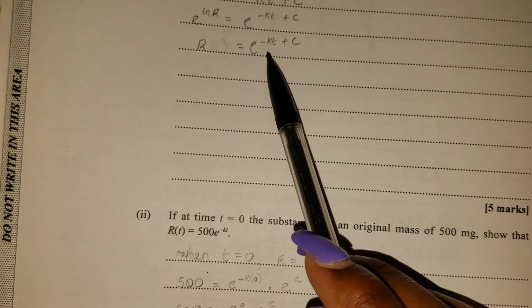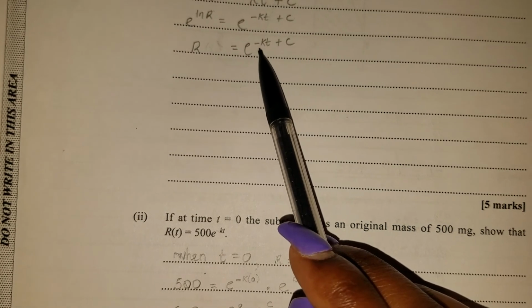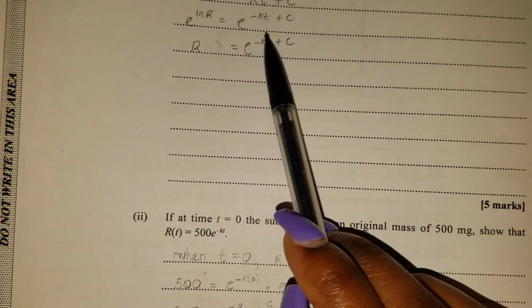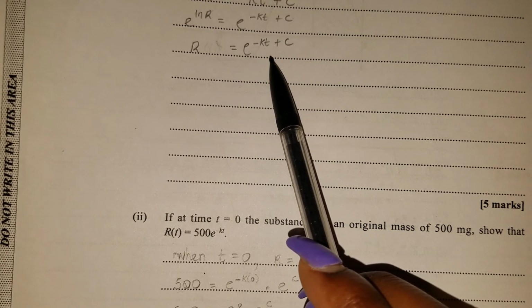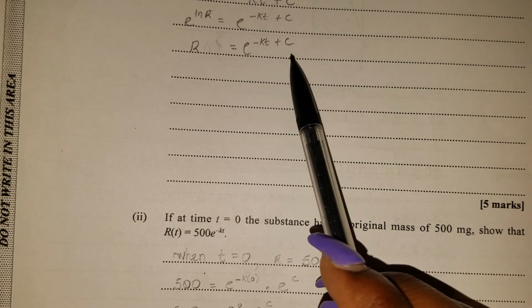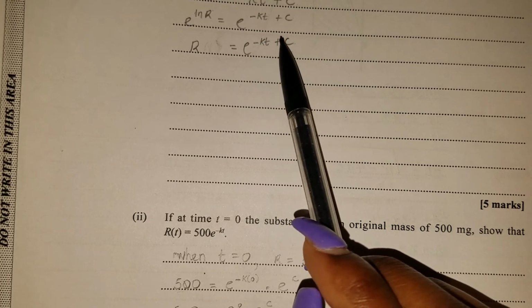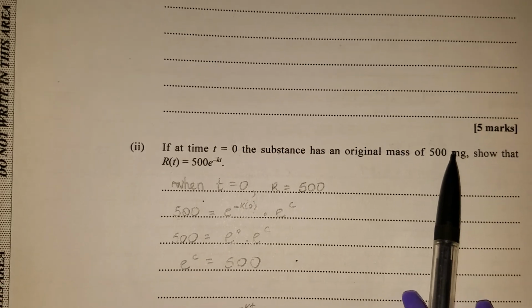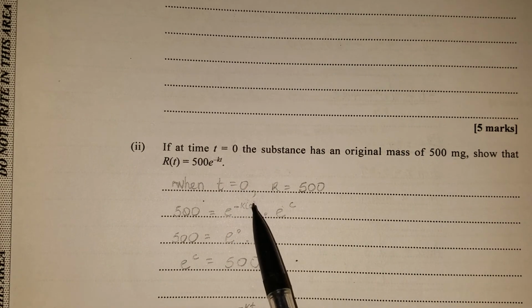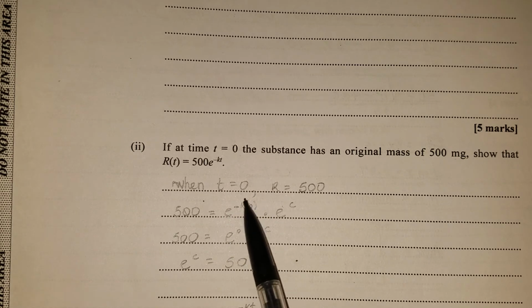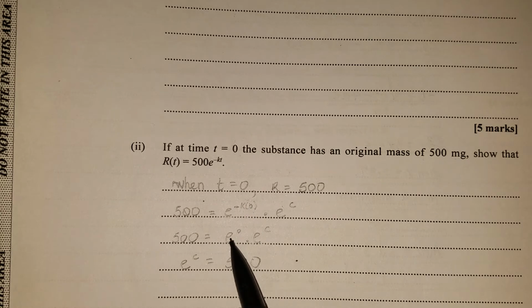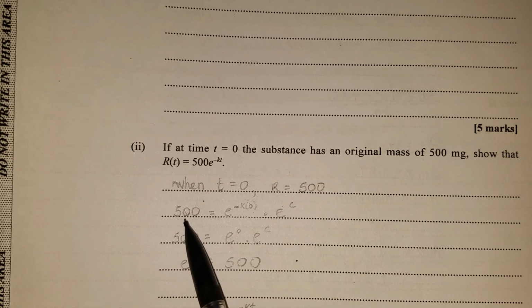and we now have e raised to negative kt plus c. I separated this and made it e raised to negative kt times e to the c, because the rule is when we multiply we add our powers, so this will be the same thing. Now since t is 0, I substituted the 0 in place of the t, and now this becomes e raised to the 0. Anything raised to a power of 0 is 1, so all that we're left with now is e to the c equals 500.